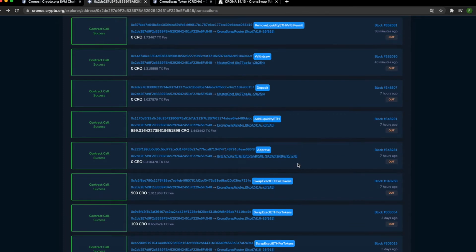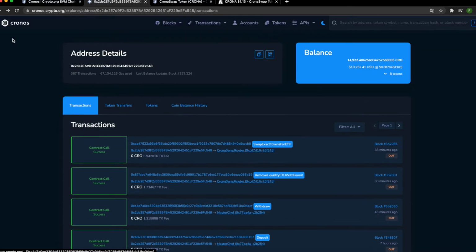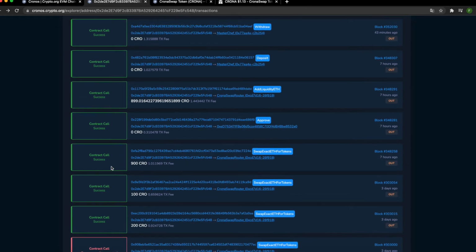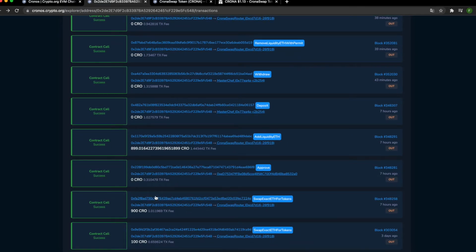Alright, so now I'm just in a wallet, right? So I see everything, all the transactions this wallet has done. And we're just gonna look at a few basic ones here. So this first one, we can see on the tag here it says swap exact ETH for tokens. We can also see that it says Cronos swap router, and we can see the value is 900 CRO plus a transaction fee. So just from this information alone, we know that this is a simple token swap from one token to another, CRO to something listed on Cronos.